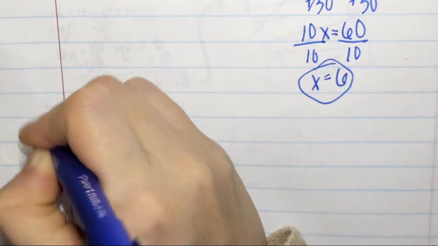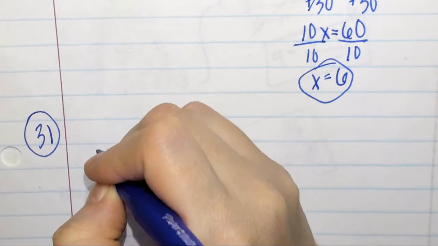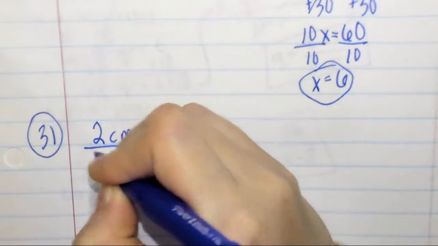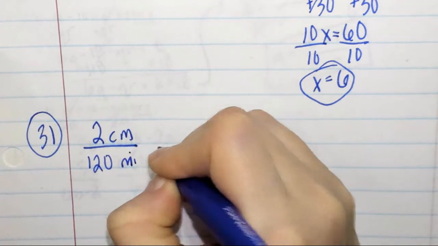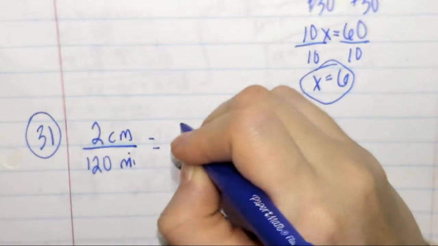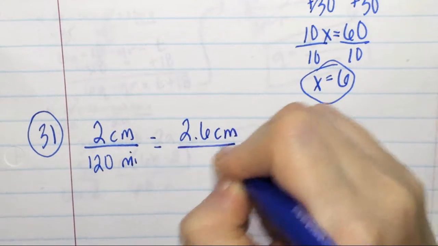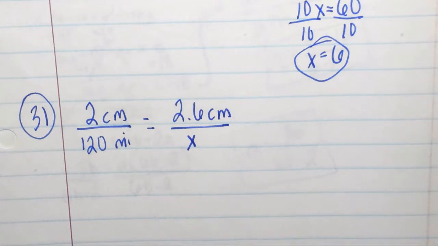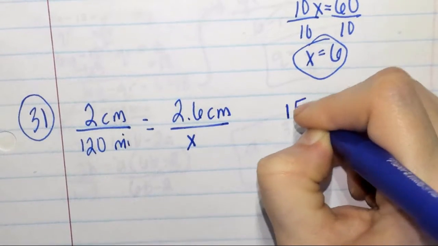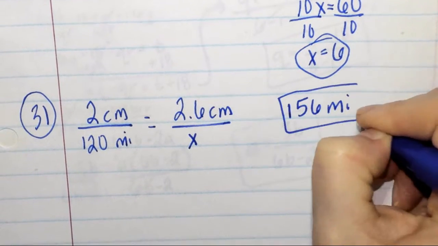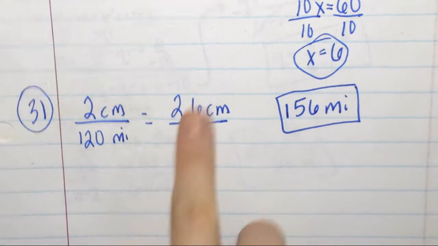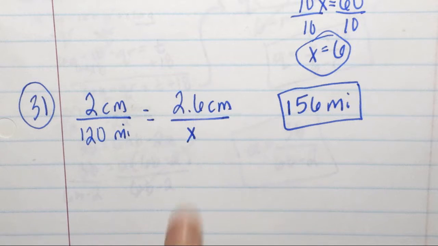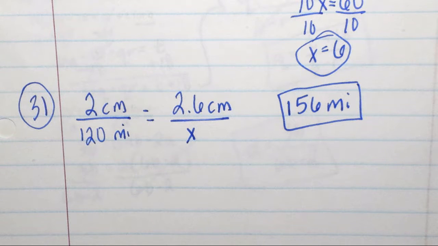What helps here is writing the words, or at least the unit of measurement. It says 2 centimeters is equal to 120 miles. And it says how much is 2.6 centimeters. So, what is that? So the same thing, you should cross multiply and then divide. 156 miles. If you were to have something like this on a justification question, this is your model right here. You're showing me how you set up your proportion. And you're doing that by showing me the units of measurements.